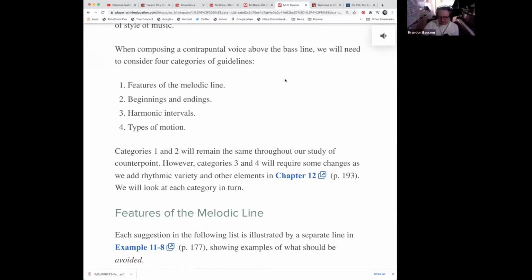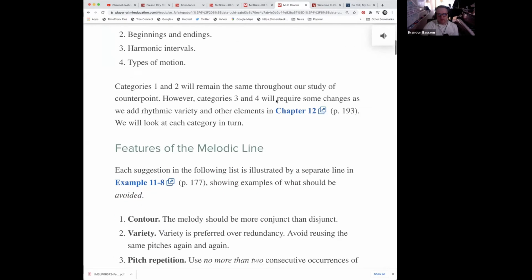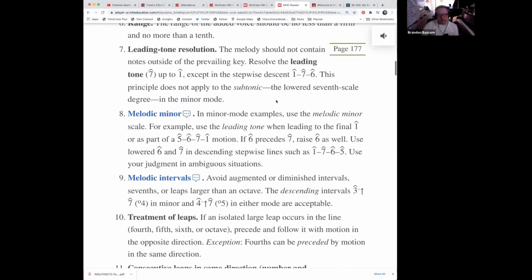Four categories of the guidelines. Category 1, features of the melodic line. Category 2, beginnings and endings. Category 3, harmonic intervals. Category 4, types of motions. Are we remembering all this? Features of the melodic line, and they give us like 12 things.